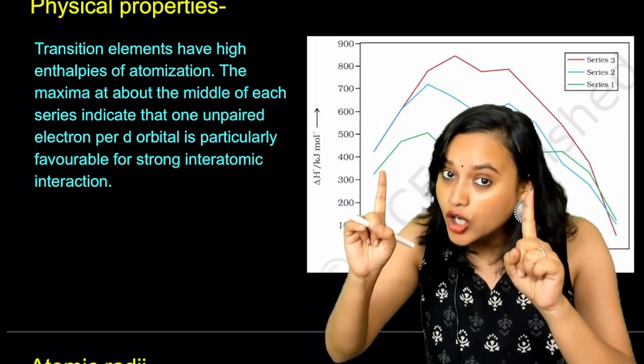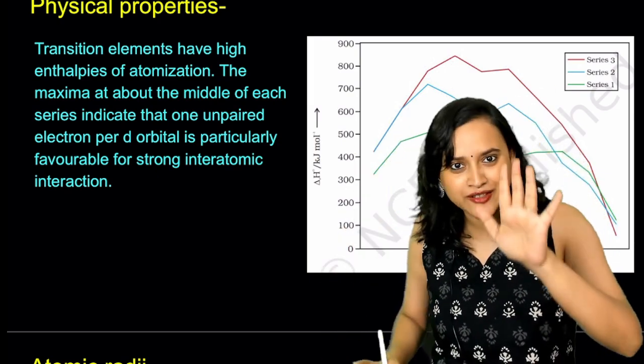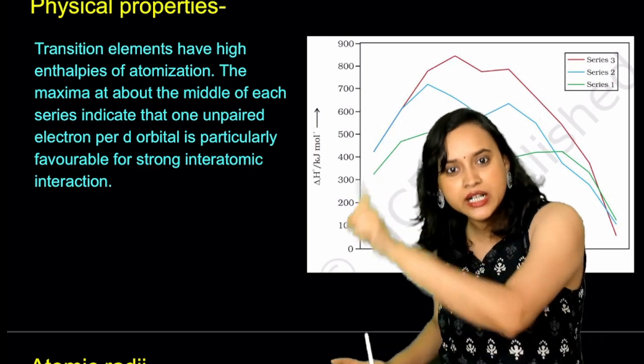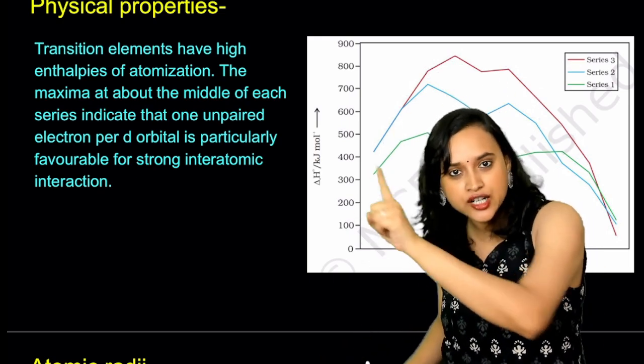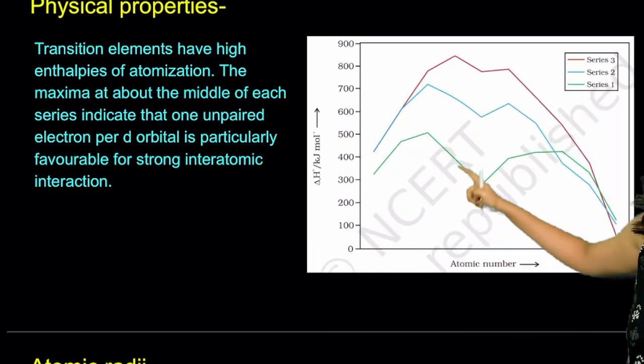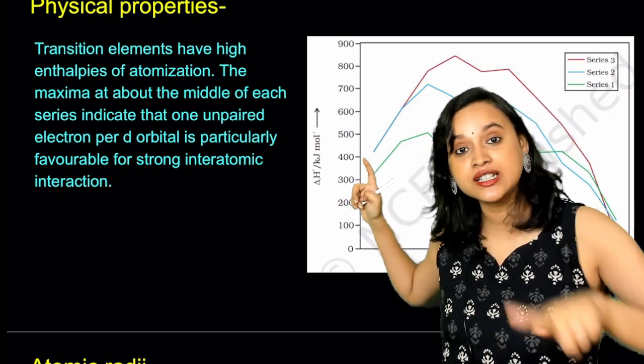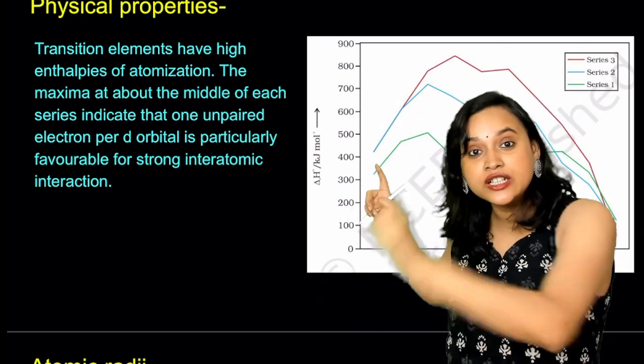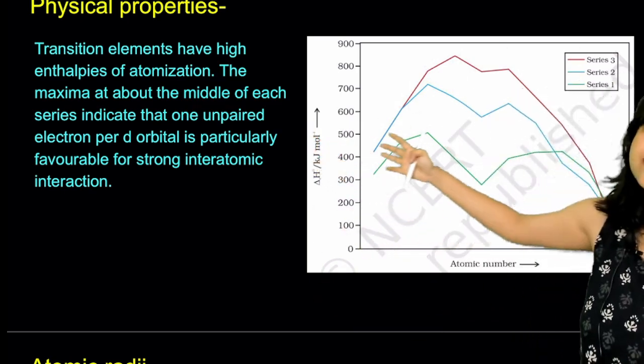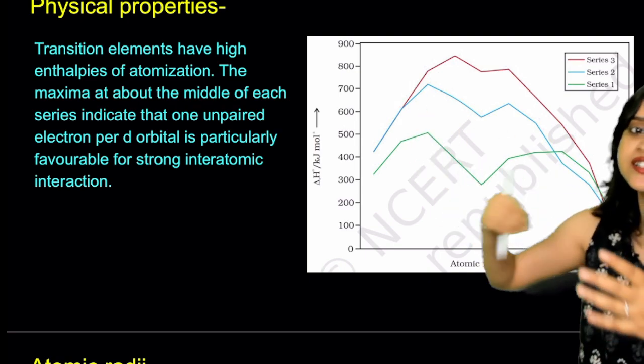How many d orbitals are there? 5 d orbitals. So per d orbital, if you have each unpaired electron, just like in the case of chromium, chromium has 5 unpaired electrons in the 3d and 1 unpaired electron in the 4s as well. And that, my dear students, makes you reach the higher enthalpy of atomization.